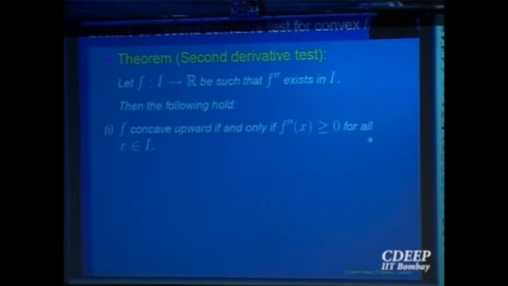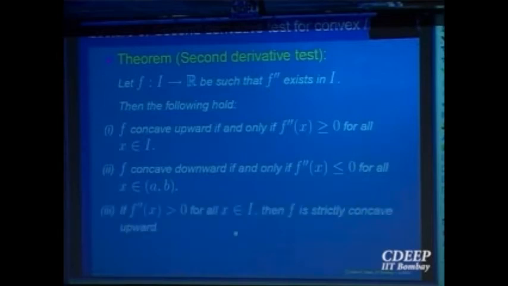So if the second derivative is bigger than or equal to 0 for all x, then it is concave up if and only if, and once again, downward if and only if it is less than or equal to 0. Just translating the first derivative test, keeping in mind a function is increasing if and only if its derivative is bigger than or equal to 0, using that property. So the proof follows from the first derivative test.